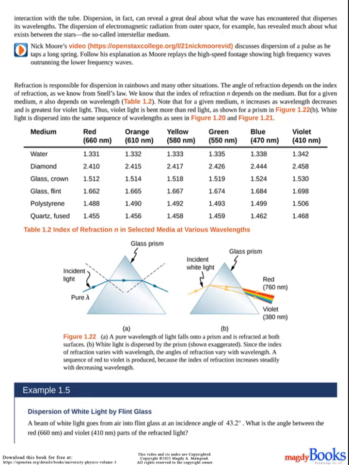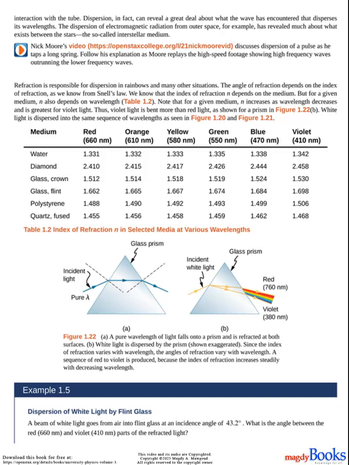Figure 1.22. A. Pure wavelength. Incident light. Glass prism. B. Incident white light. Glass prism. Red, 760 nm. Violet, 380 nm. Figure 1.22. A. A pure wavelength of light falls onto a prism and is refracted at both surfaces. B. White light is dispersed by the prism, shown exaggerated.